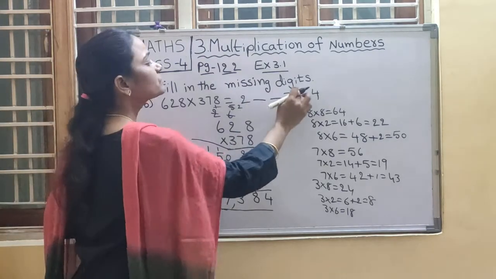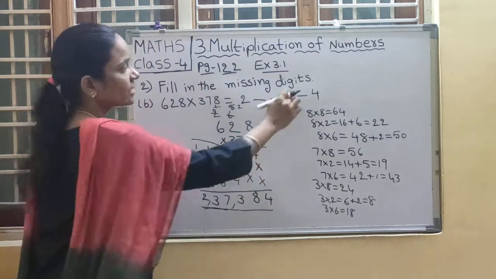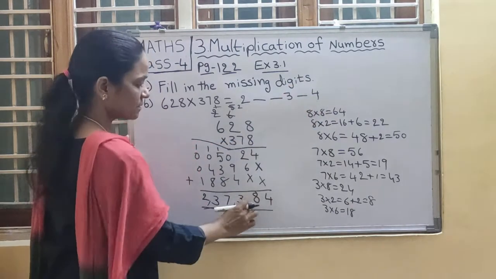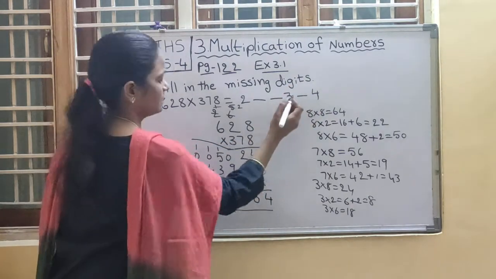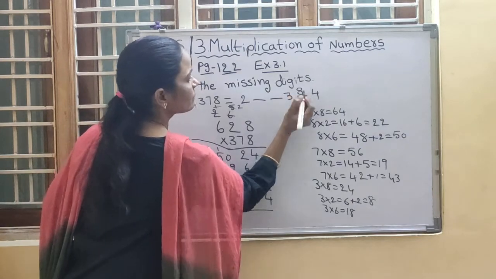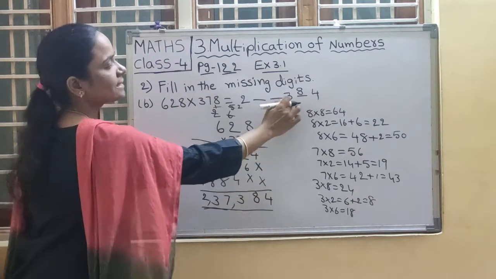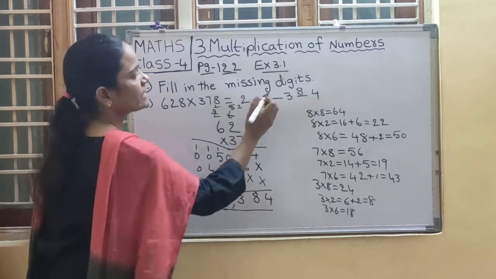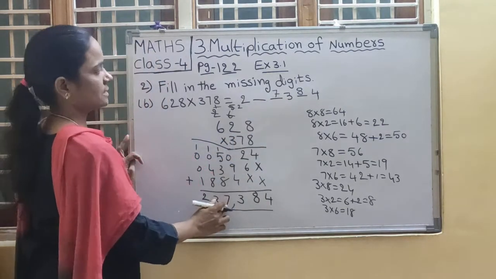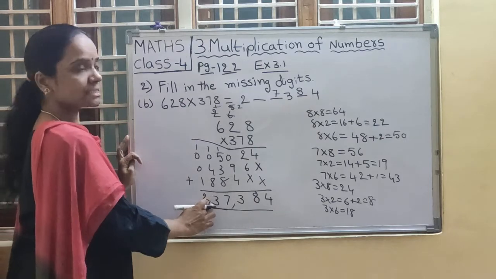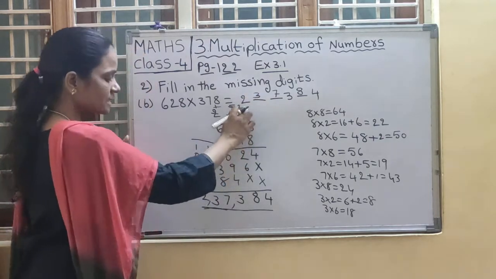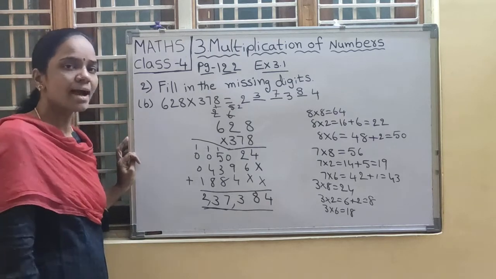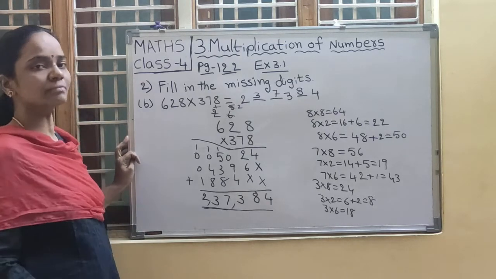Now we have to write these missing digits. So what is 1's place digit? 4. What is 10's place digit? 8. So write 8 here. Next, what is 100's place digit? 3. Next, 1000's place digit is 7. Yes. Next, what is 10,000's place digit? 3. What is lakh's place digit? 2. In this way, we will write the missing digits. Have you understood, children? Please note it down.